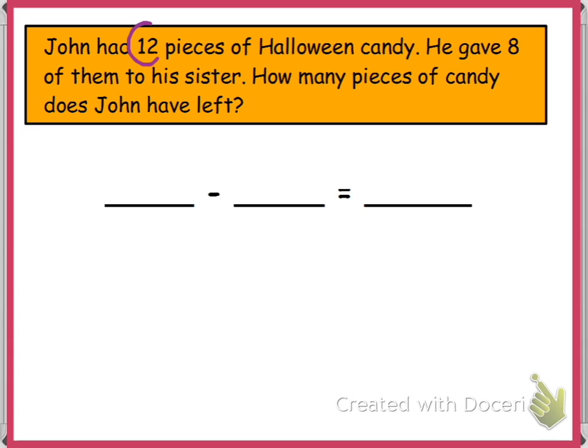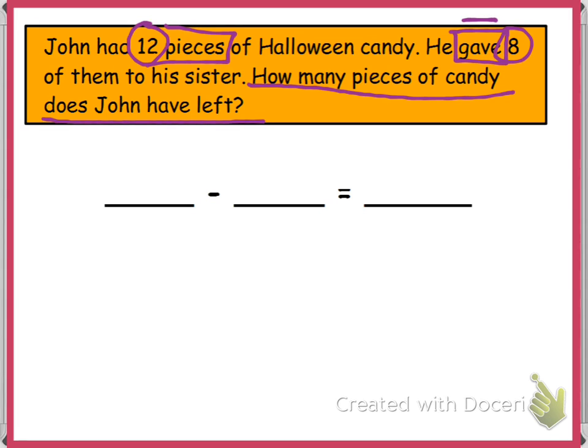John had 12 pieces of Halloween candy. He gave 8 of them to his sister. How many pieces of candy does John have left? So I know that I circled my 12 and my 8. I underlined my question, which is how many pieces of candy does John have left? I boxed in pieces, and I'm also going to box in gave. Gave is important. That lets us know that we're going to be taking away that amount. We're going to be taking away 8.